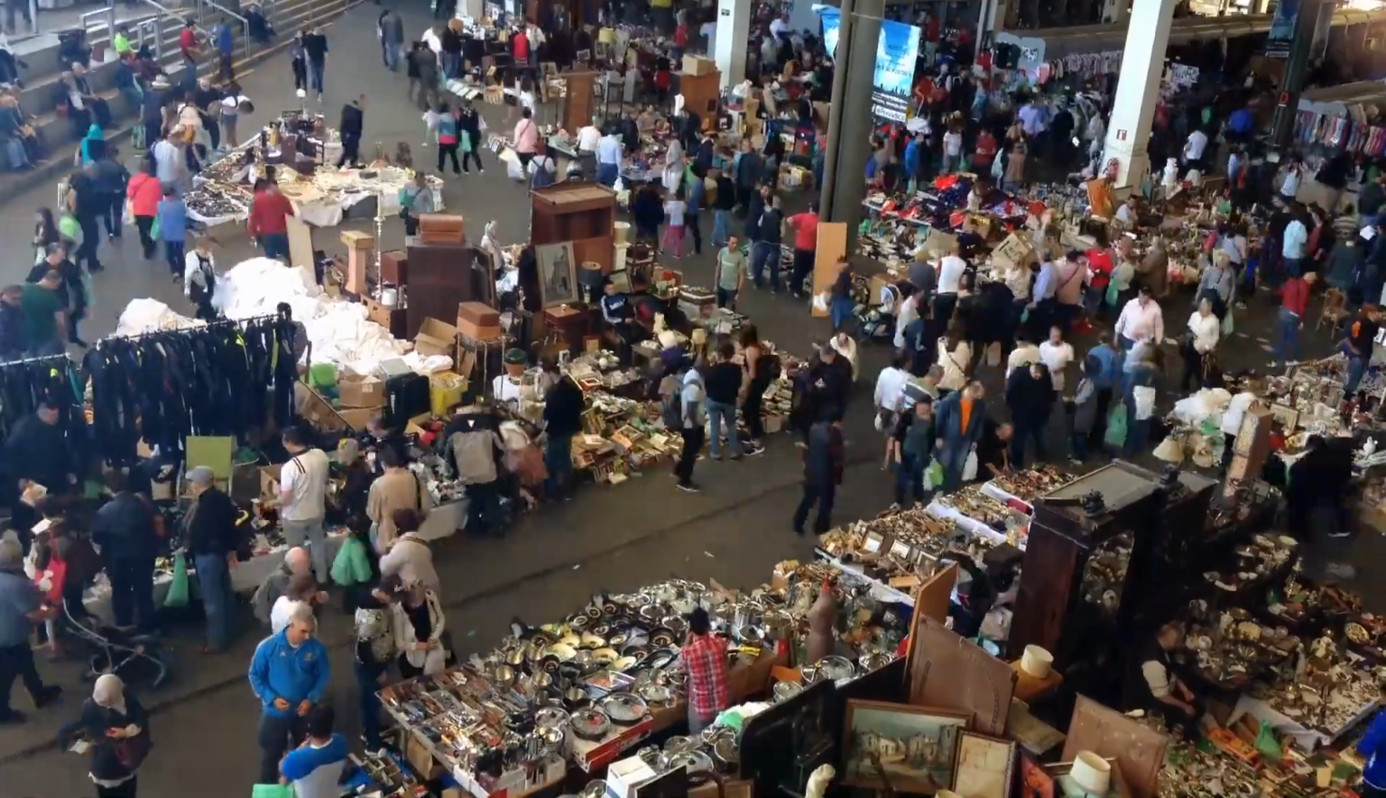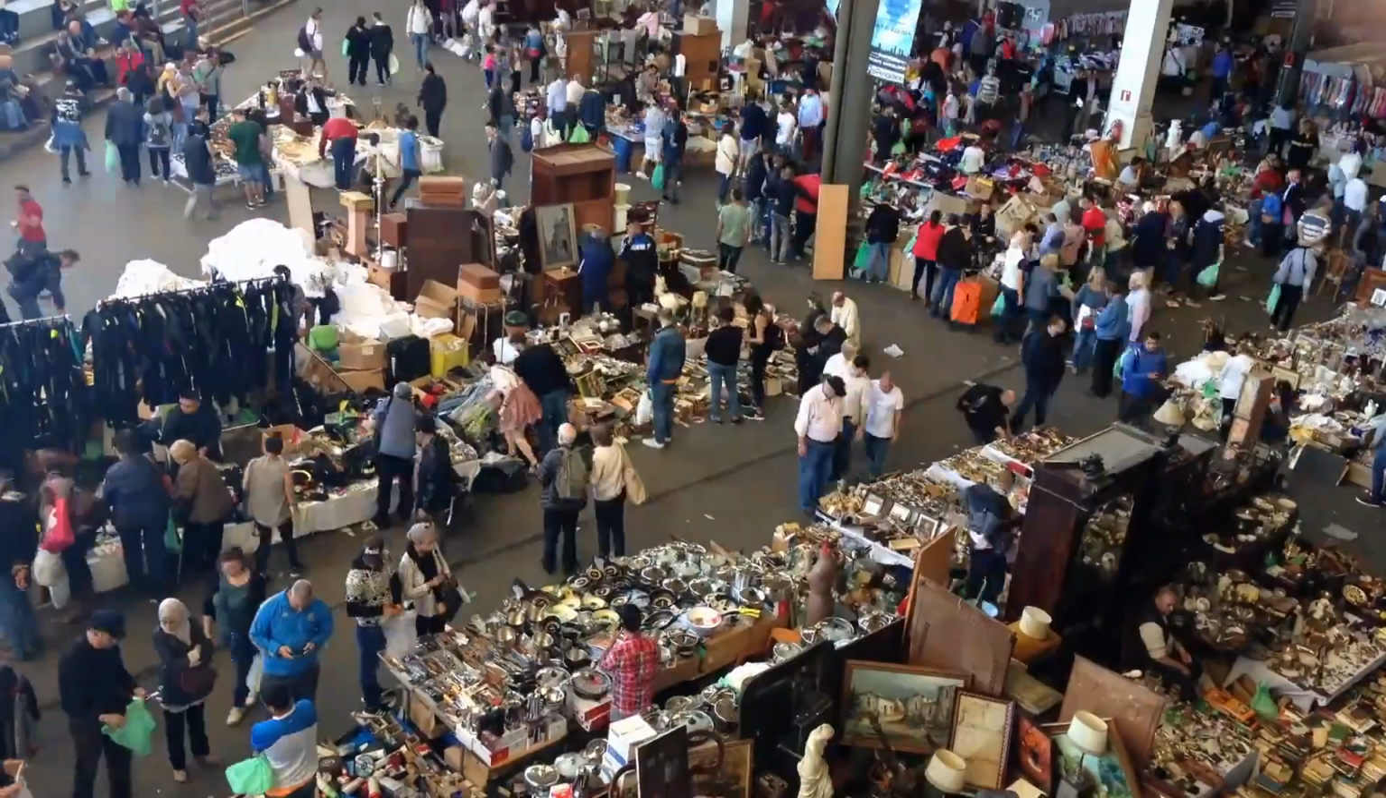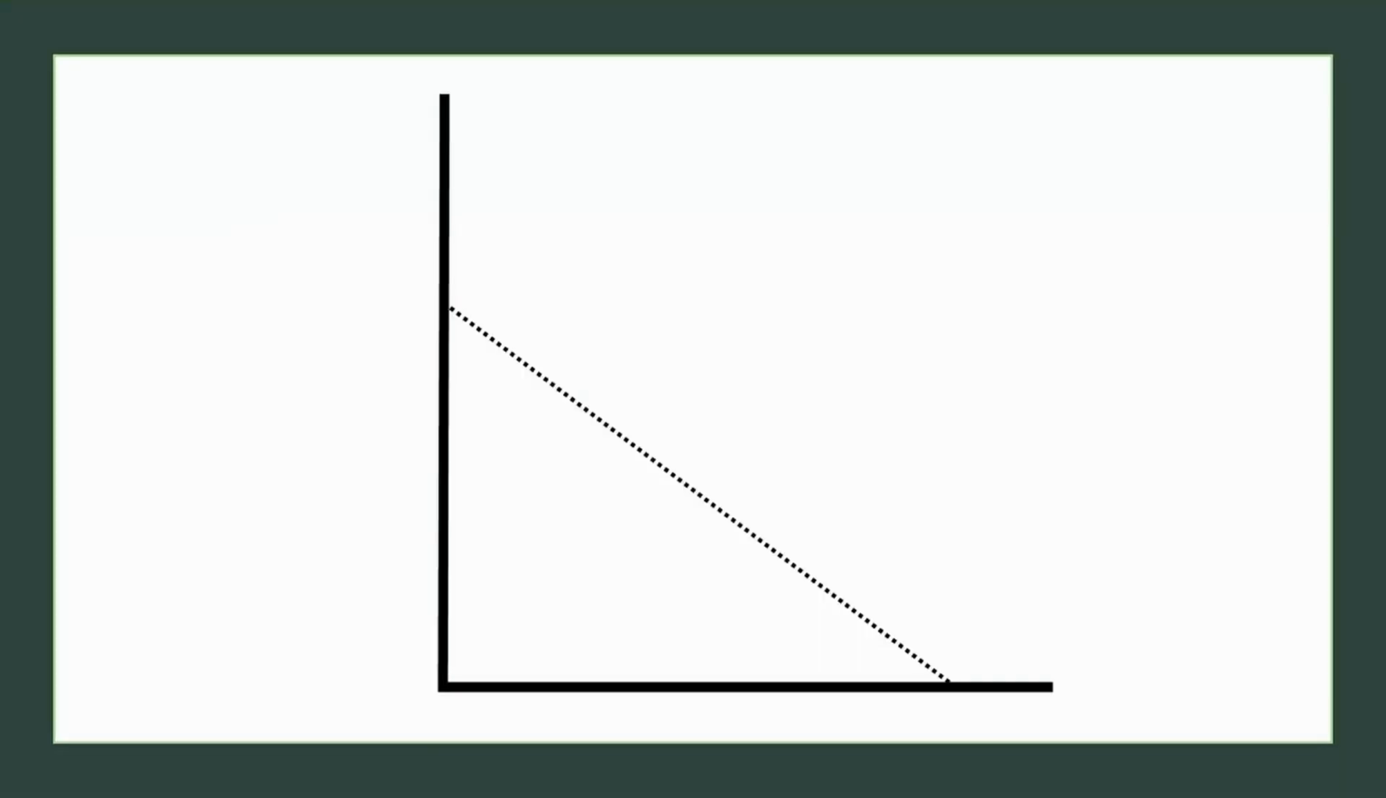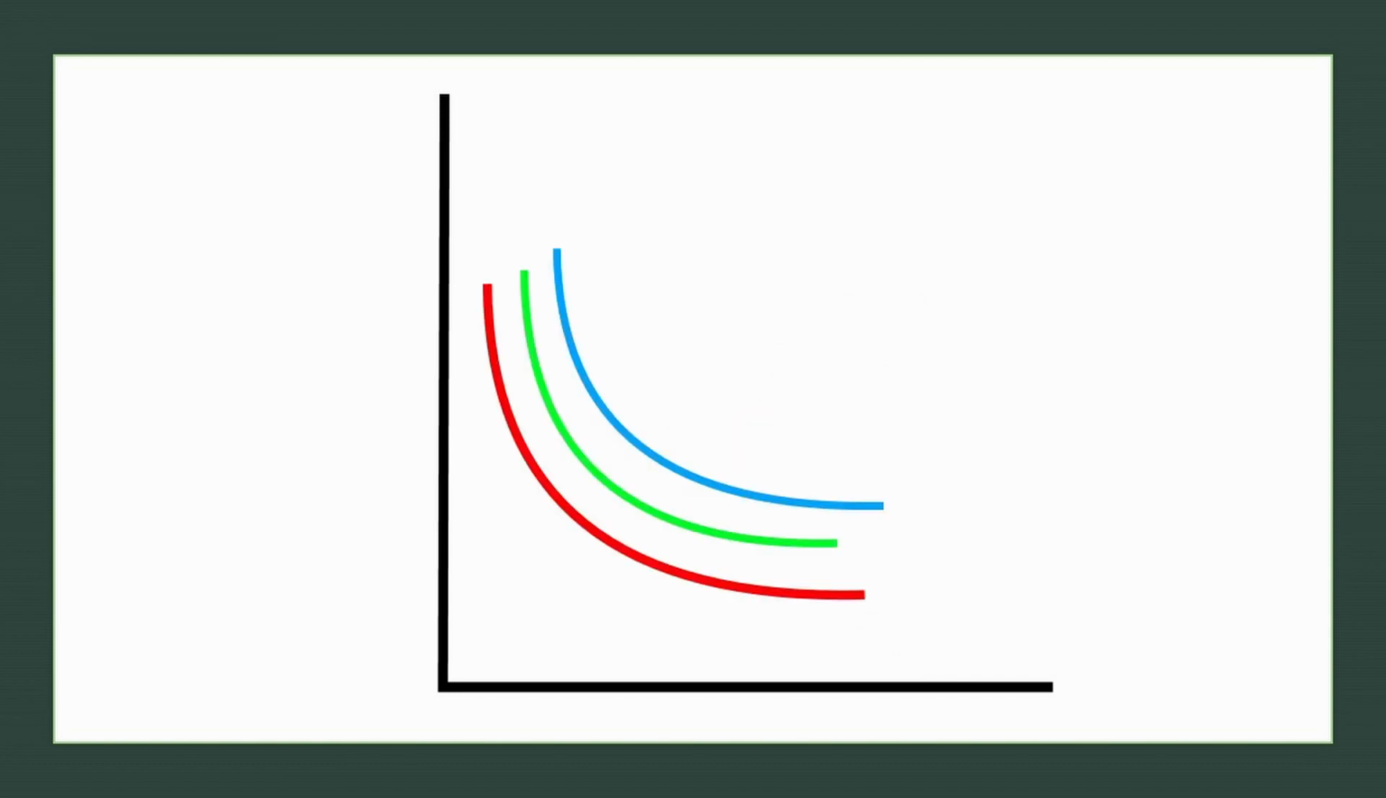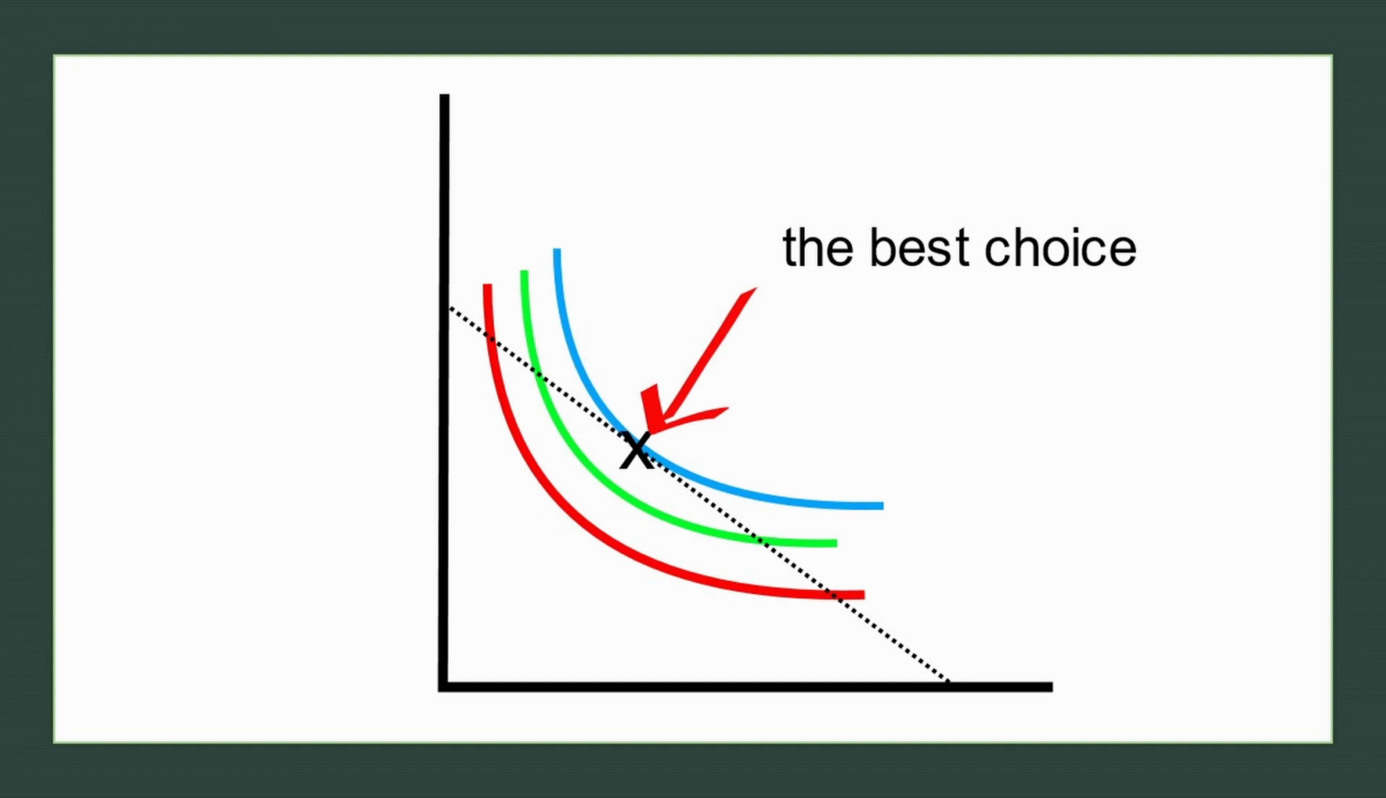People must make decisions under constraints. Our budgets do not allow us to buy everything we want. This chart shows a consumer budget, and here are the indifference curves. The best choice for the consumer is here. Budget constraints are the topic for our next video. Since consumers always want what is best for them, this is the choice they should make, given the limits of their budget.